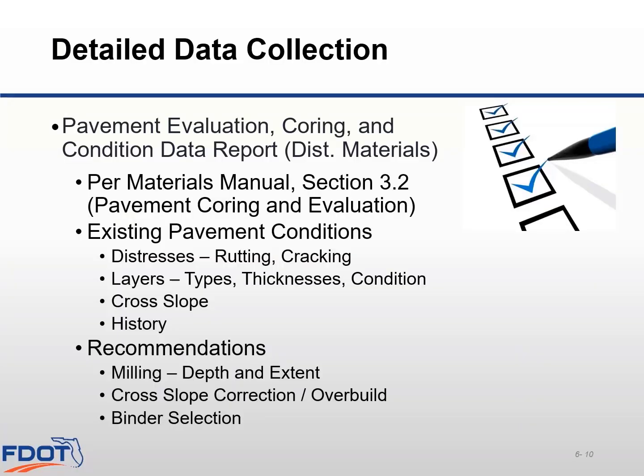You'll need to coordinate with your district materials office on a few items. They are the ones who will be in charge of collecting pavement cores and having the evaluation done. They'll be able to provide you information on the distresses in the existing pavement structure, including the locations and extents or depths of each distress type. You'll receive information on the type, thickness, and condition of the pavement layers within each core. And you'll also receive cross-slope information along with any additional relevant history related to the pavement within your project limits.